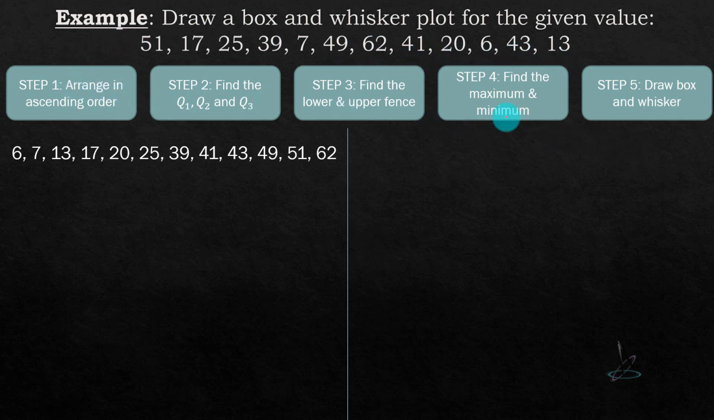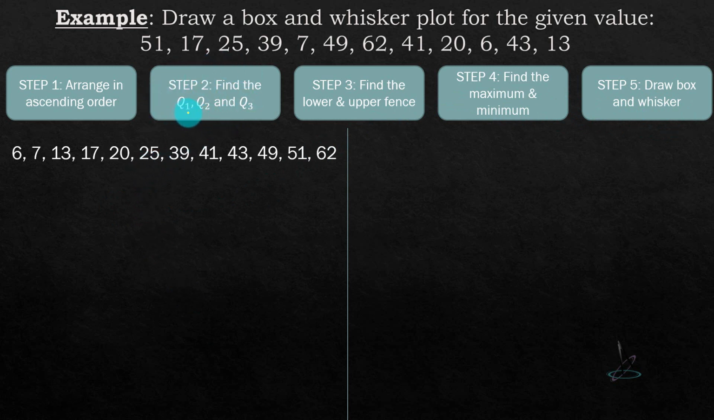I have written down the steps over here. Step number 1, we have to arrange in ascending order, and I have done that for you. The second step, we have to find the first quartile, second quartile, as well as the third quartile. And then we have to find the lower fence as well as the upper fence, find out the maximum and minimum, and then we can draw our box and whisker. So let us proceed with the second step.